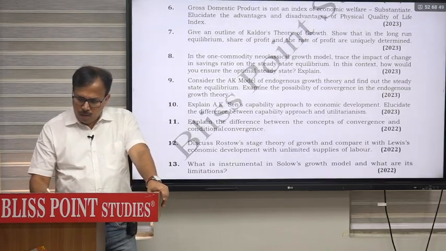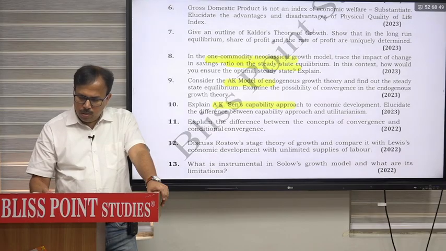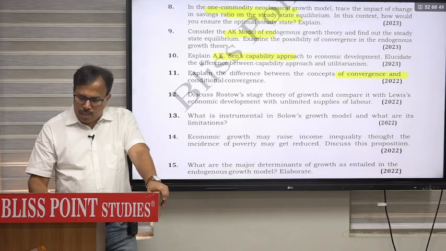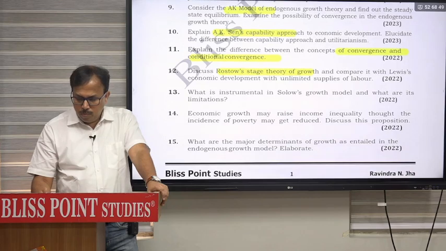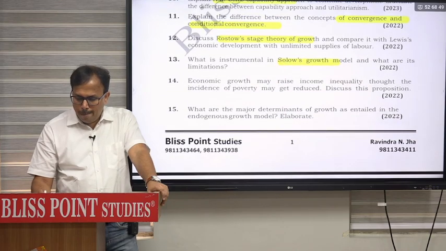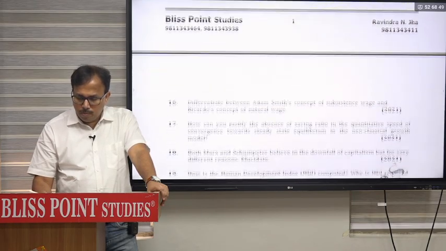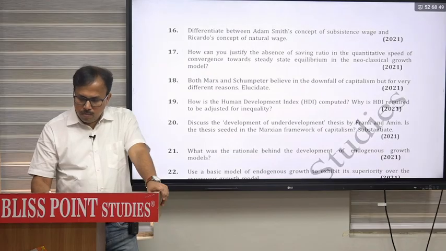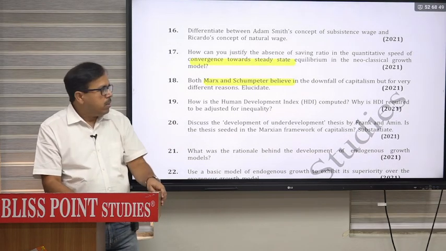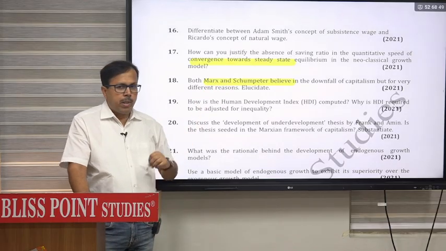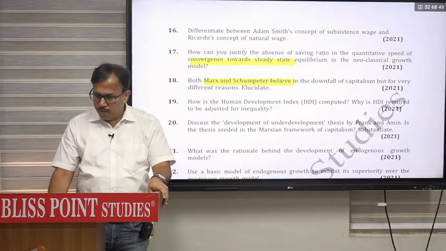Questions on the Solow model, AK model, concept of convergence and conditional and unconditional convergence, Rostow stages of growth, what is instrumental in the Solow growth model, major determinants of growth as entailed in the endogenous growth model. Again convergence based upon the Solow model, but I was saying some separate topics for Economic Services. Separate are Marx and Schumpeter, so that content I will be adding separately. Clear?